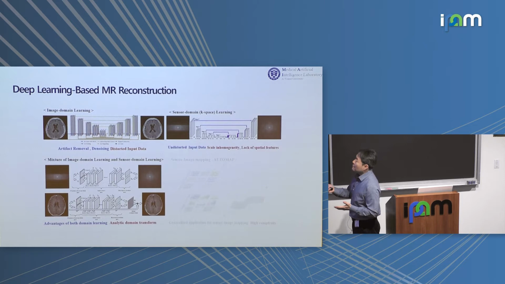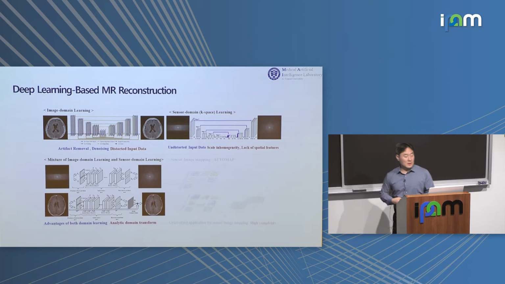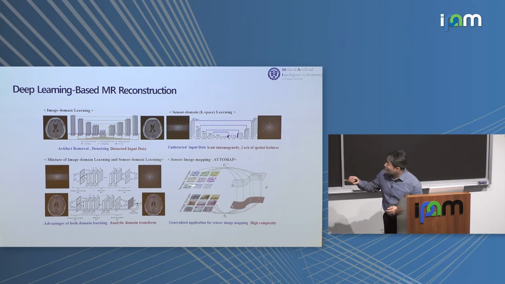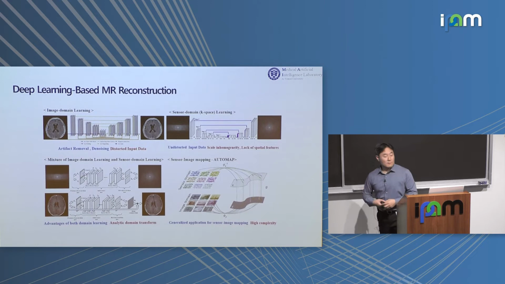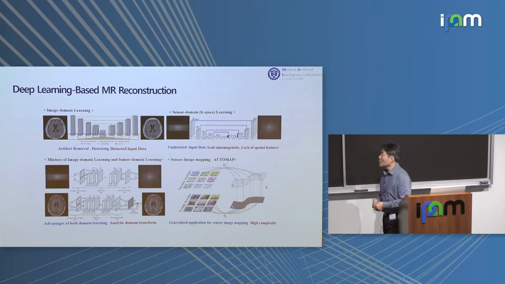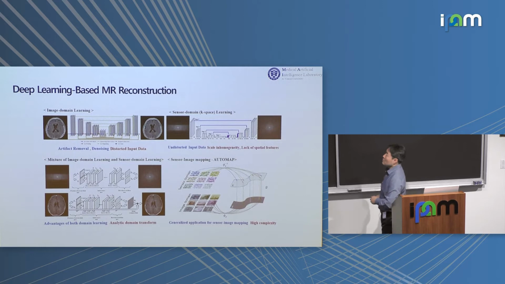The mixture of image domain learning and k-space domain learning lets us use all the benefits of the image domain and k-space learning, and that's the pro, but the con is the complexity is a little higher than the other networks. And the last, the sensor to image domain mapping, which is AUTOMAP. This works pretty well, and does not need any forward problem. But the con is its complexity is way too high. In the current implementation, as far as I know, it is applicable up to 128 by 128 images, which is very low. So there are pros and cons to all these domains and methods that we can use for deep learning training.